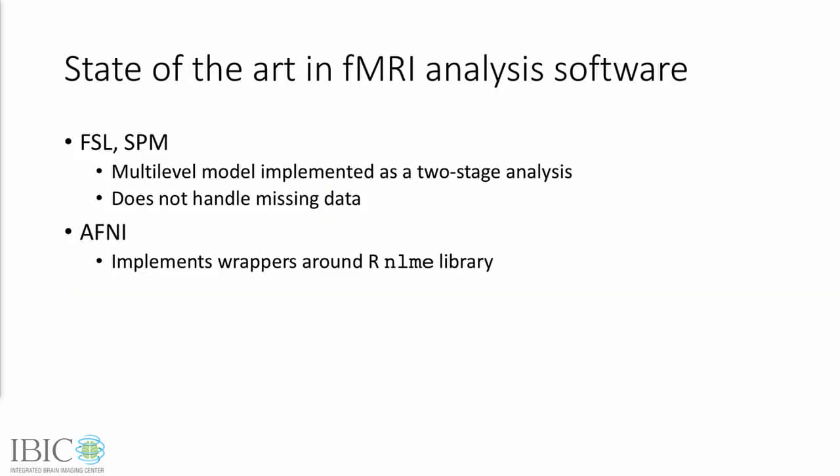But as I mentioned, the state of the art in mainstream fMRI analysis software, FSL and SPM, is that they implement a multi-level model as a 2-stage analysis and don't handle a lot of cases that you need for true longitudinal analysis, missing data just being one of them. AFNI is probably the most creative in this way in that it implements wrappers around the R NLME library, which is a full mixed effects model library, and gives you quite a lot of power to do a lot of things, and that's very good.